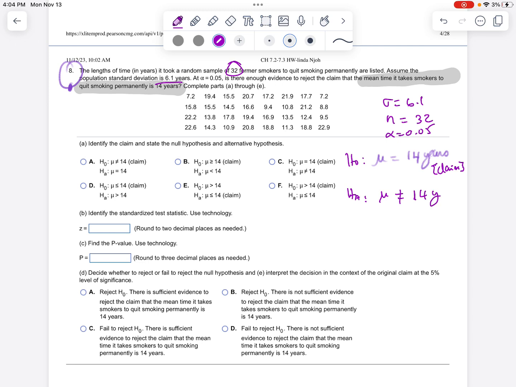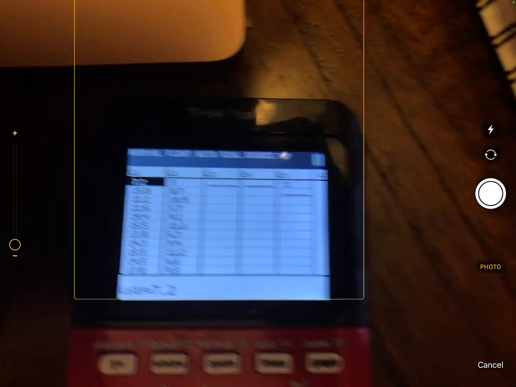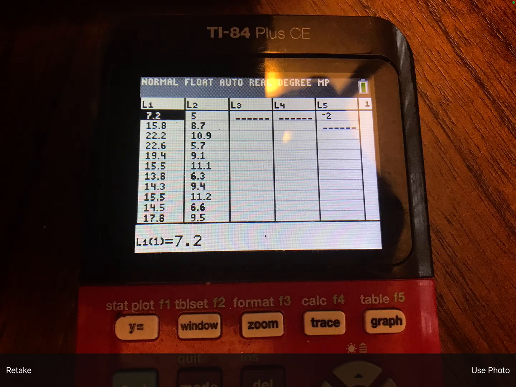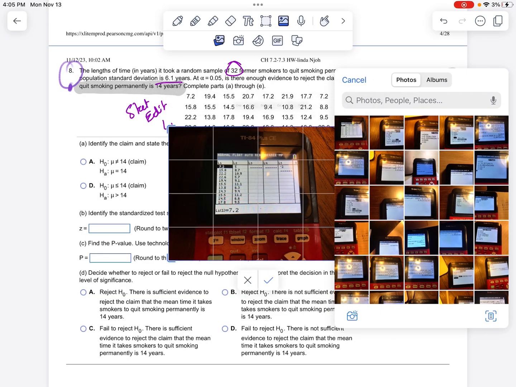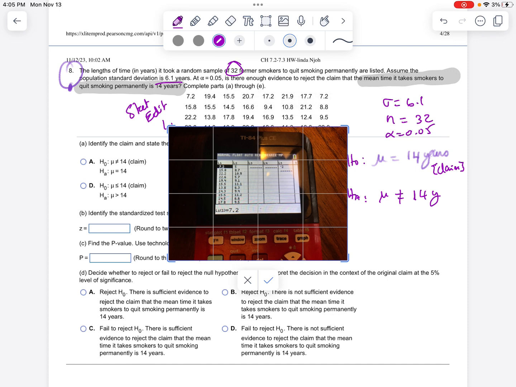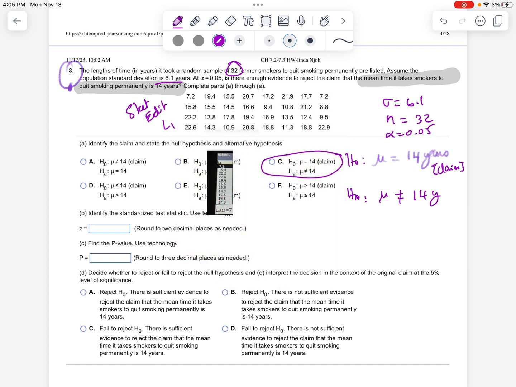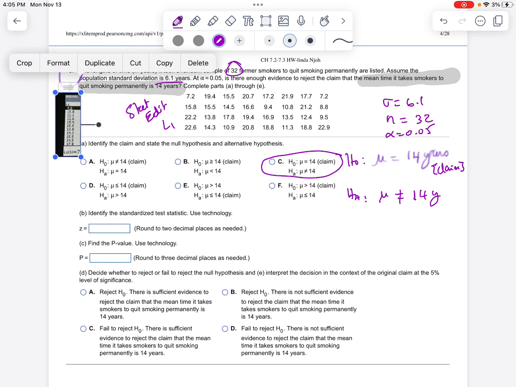Okay, so let's look. What's going to be the choice here? Should be C. Now we're gonna put this in the calculator. You're gonna go to Stat Edit, and we're gonna pull this in L1. That's the first thing you need to do. You need to put the data in L1, just like this. Once you put the data in L1, then you can move from there.